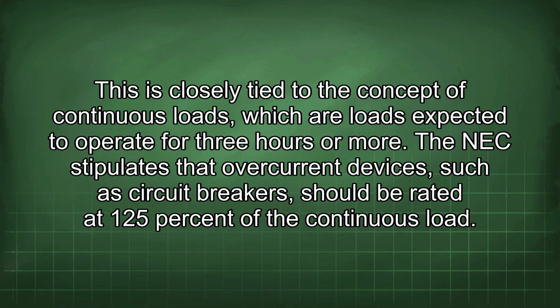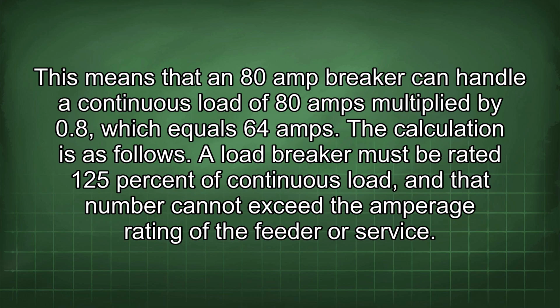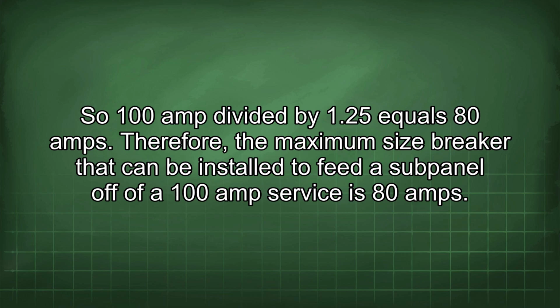This is closely tied to the concept of continuous loads, which are loads expected to operate for 3 hours or more. The NEC stipulates that overcurrent devices such as circuit breakers should be rated at 125% of the continuous load. This means that an 80 amp breaker can handle a continuous load of 80 amps multiplied by 0.8, which equals 64 amps. The calculation is as follows. A breaker must be rated 125% of the continuous load, and that number cannot exceed the amperage rating of the feeder or service. So 100 amps divided by 1.25 equals 80 amps.